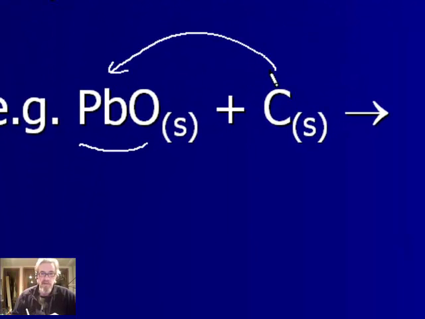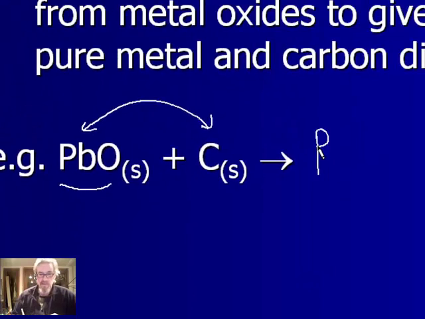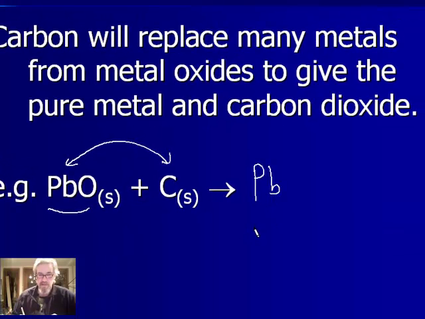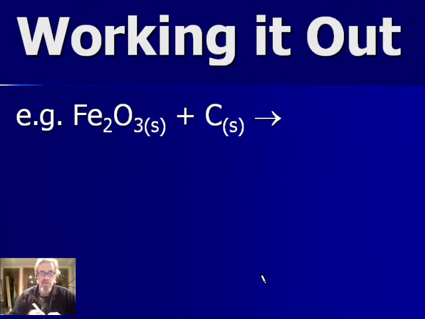Carbon is going to replace the lead. So the lead will just be by itself. Simply Pb, it's not diatomic. Carbon going with oxygen is going to make CO2. There's our compounds. It's not balanced. I'd need a 2 here to balance my oxygen, which would mean I need a 2 here to balance my lead. Try this one.